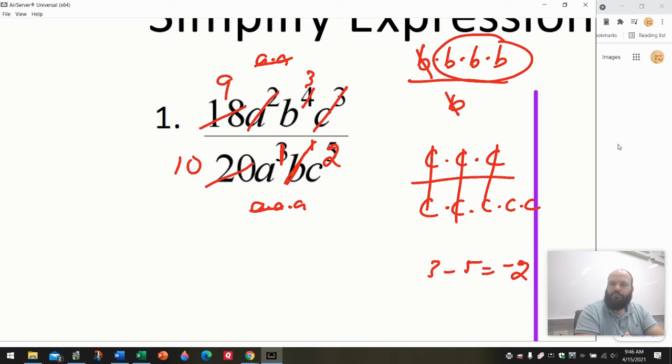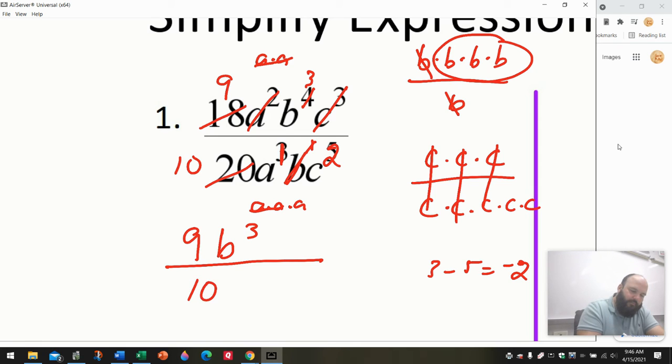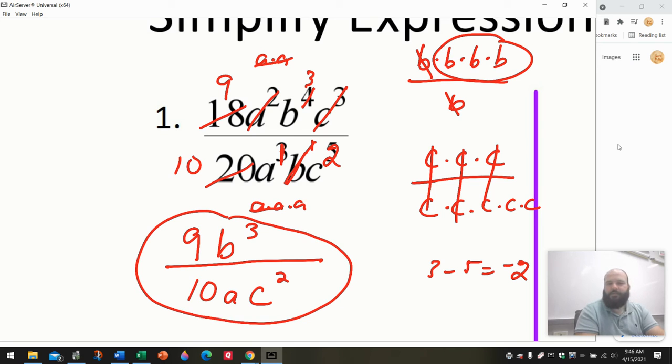So now we just need to write our simplified form out. So in the numerator, we are left with a 9, and then we are still left with a b to the third. Now in the denominator, we're left with a 10, and the a was gone. No, it wasn't. That was a lie. There should still be one a left down there, a to the first, and there's still a c to the second. And so right here is our final simplified answer.